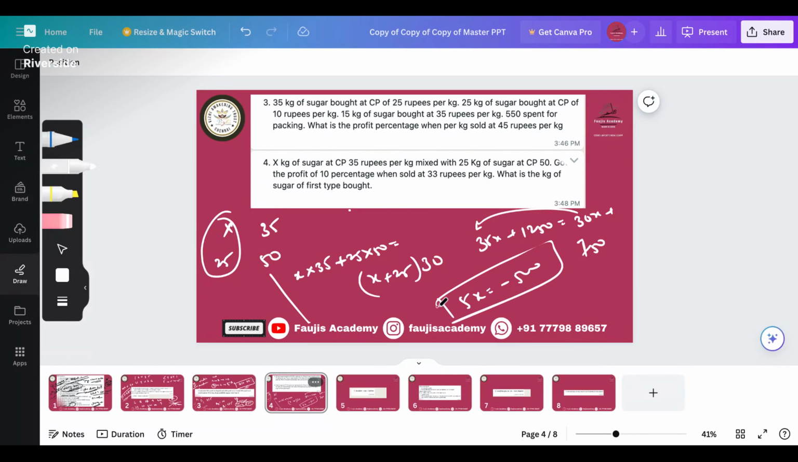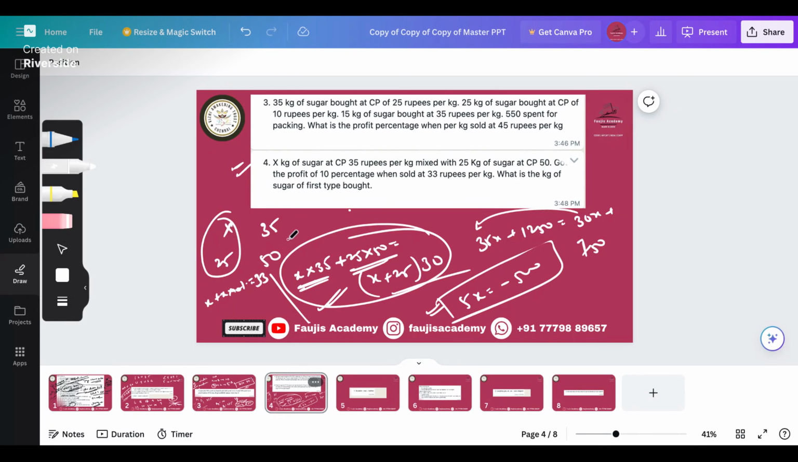Look, guys, it's a memory based question, so there can be a little bit of variation in the data that we have got. But the logic is this: you have to think of this question in this way. We bought x kg at 35 rupees per kg and 25 kg at CP of 50 rupees per kg. With a 10% profit we got 33. That means his net CP was how much? Let us say x plus 10% of x, that means 33.